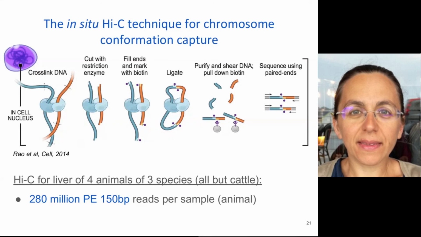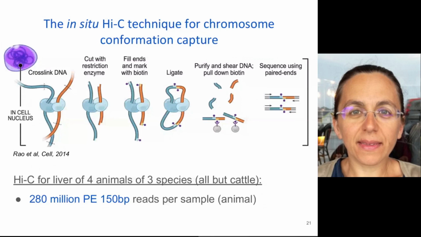And here we did that for the liver of 4 animals from 3 species, which are all but cattle, since it only succeeded in liver in our hands, and it didn't succeed in cattle. Unfortunately, but still we have these 3 species, and we managed to do it in the 4 animals with a very high depth of sequencing in each animal, about 280 million paired-end reads per animal. So meaning about 1.2 billion reads per species.